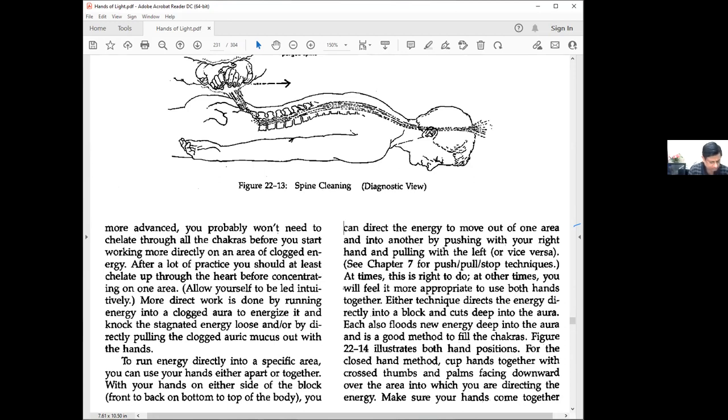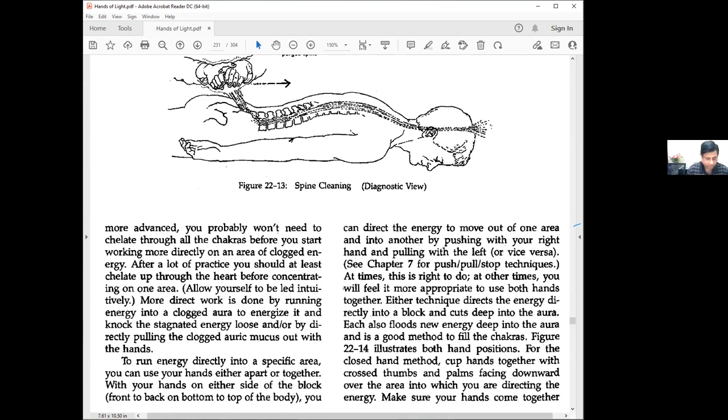To run energy directly into a specific area, you can use your hands either apart or together, with your hands on either side of the block, front to back, or bottom to top of the body. You can direct the energy to move out of one area and into another by pushing with your right hand and pulling with the left, or vice versa. See chapter 7 for push-pull-stop techniques.